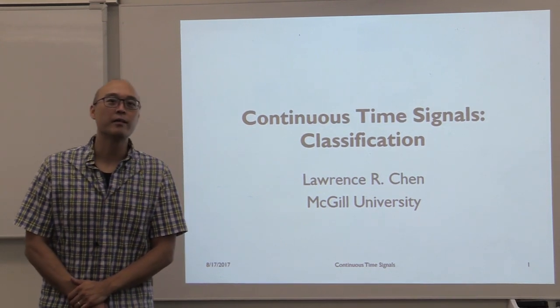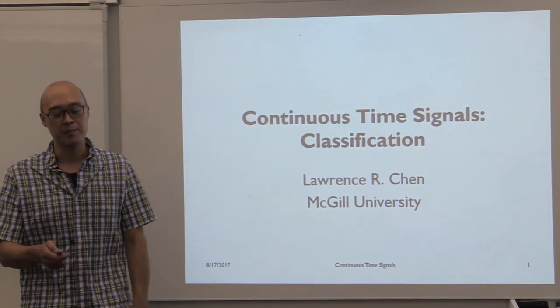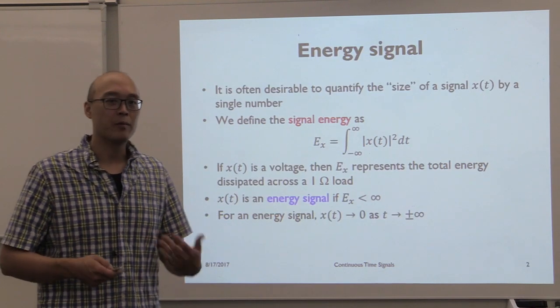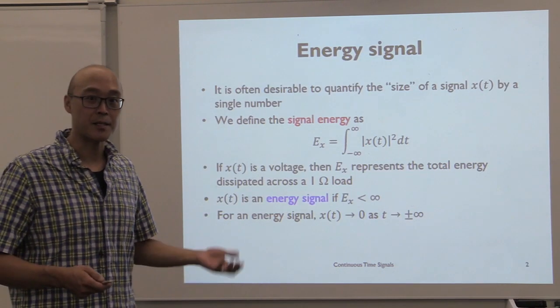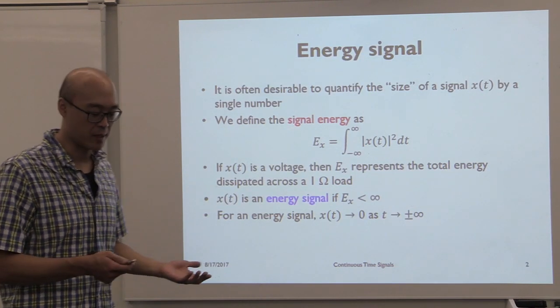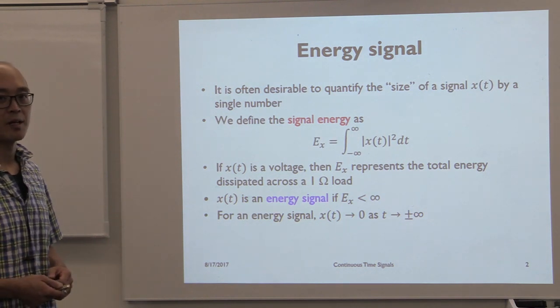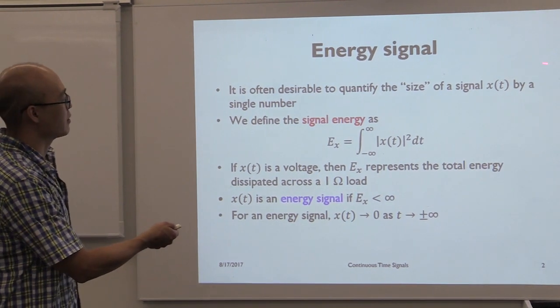Hello, in this video we're going to take a look at classification of continuous time signals. So one of the properties of signals that we're often interested in is its size. How do we measure the size of a signal? Well, there are different ways to measure the size of a signal. So let's say we have a signal x of t.